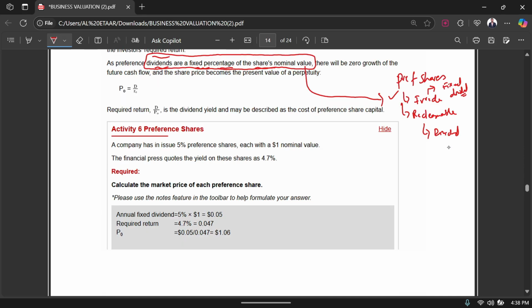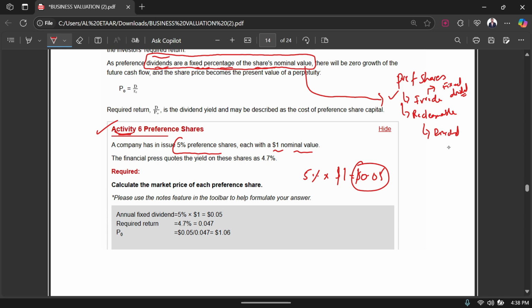Okay, now whenever you have preference shares, you know that it's going to be irredeemable preference share, and the way that you calculate its market value is very simple. First of all, you calculate the fixed dividend. How do you calculate the fixed dividend? Let's take activity number 6 as an example. It says a company has in issue 5% preference share, each with a $1 nominal value. So you always multiply the percentage with the nominal value, which is $1. If I multiply 5%, which is the rate of the preference share, with $1 nominal value, I'm going to get $0.05. Now this $0.05 is basically the annual fixed dividend. So that's how you get your annual fixed dividend.